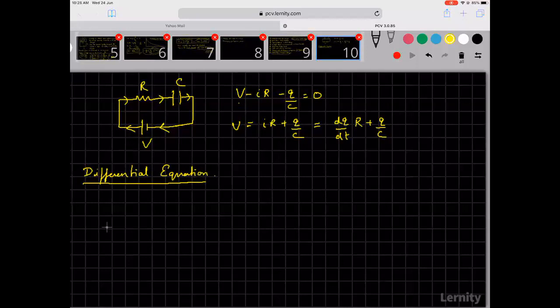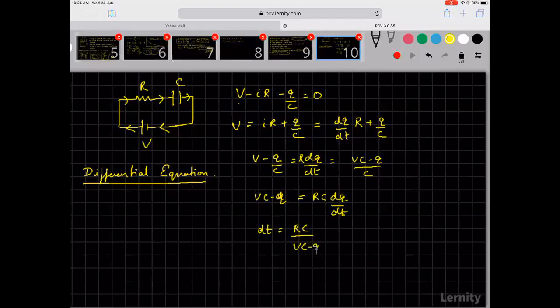Now, how do you solve a differential equation? You take all variables of one type to one side and then you solve, especially this kind of a differential equation. So I can say V minus Q by C is equal to dq by dt. I will take LCM, I'll get (VC minus Q) by C is equal to R into dq by dt. So from there, I'll get VC minus Q is equal to RC into dq by dt. So from there, I will get dt is equal to RC by (VC minus Q) dq.